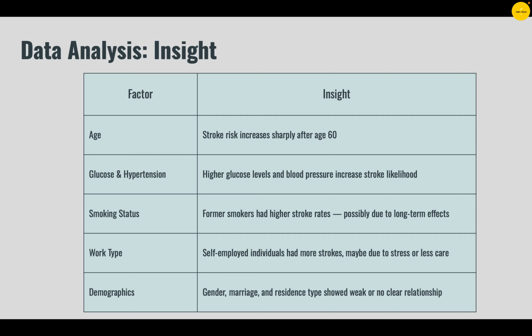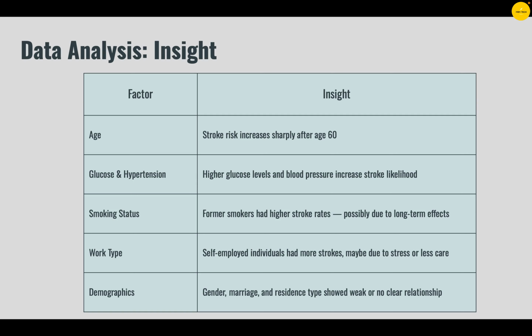For the work type, we saw that self-employed individuals had the highest stroke rate. This may be because of higher stress levels, less stable access to healthcare, or irregular routines compared to those who work in government or as private employees.